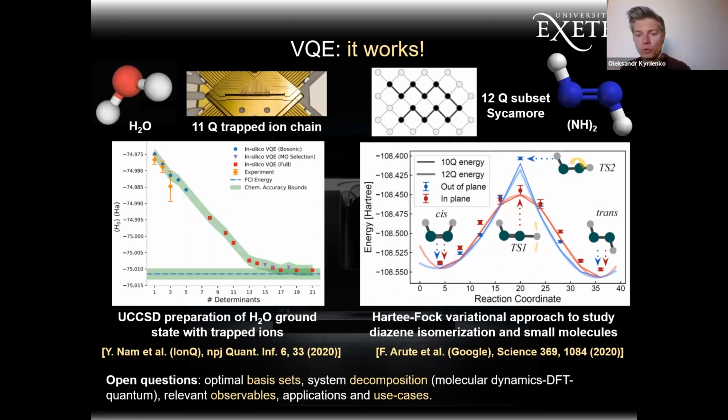And for diazine studies, you don't just vary the bond distance between, let's say, two hydrogen atoms or some other atoms, but you change the angle. And at each point you want to find the ground state energy of the system. Specifically, they search for the Hartree-Fock, so mean-field, ground state, but using the VQE procedure.